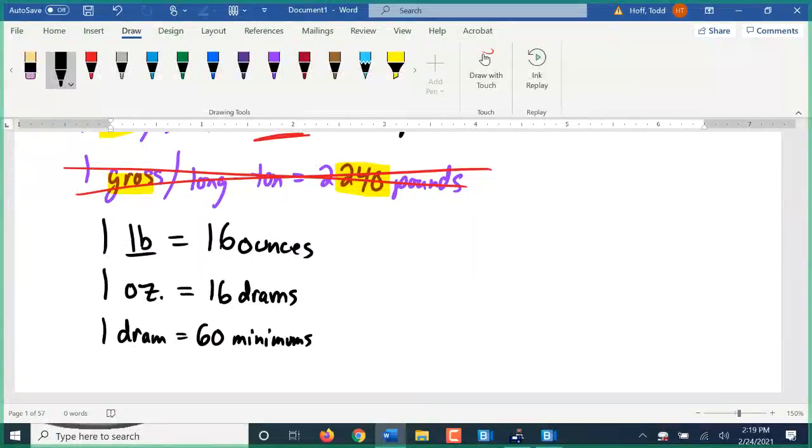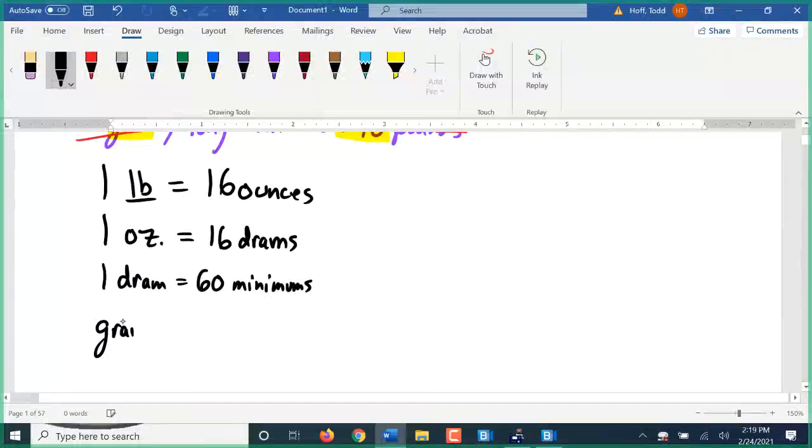Minims could also be used as a unit of volume. They had fluid drams and fluid minims. Things get a little screwed up when we get into the past units with them. And again, we're not going to do drams in this course.